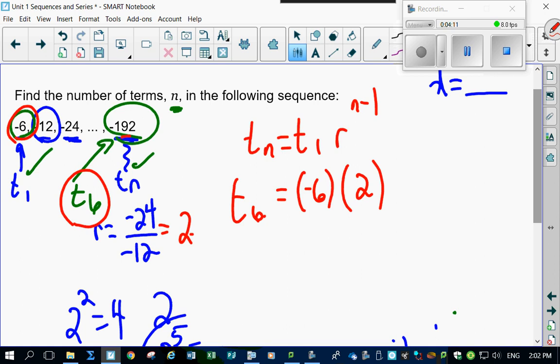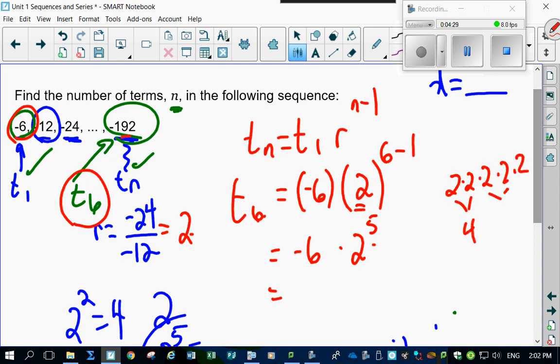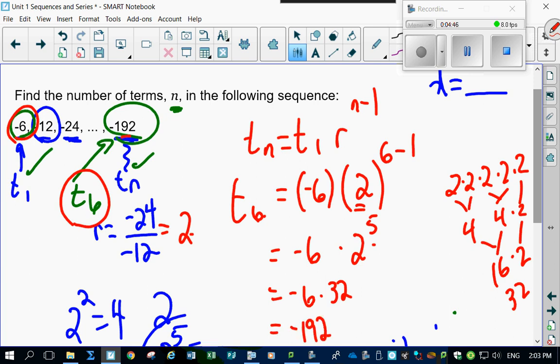So this is 6 minus 1. Check this out. 2 to the 5 times minus 6. 2 to the 5, think about it. 2 times 2 times 2 times 2 times 2. 2 times 2 is 4. Times 2 is 8. 4 times 4 is 16. 16 times 2 works out to be 32. You've got minus 6 times 32, which works out to be, check it out, minus 192. And that just confirms that we did the right math and used the right formulas.